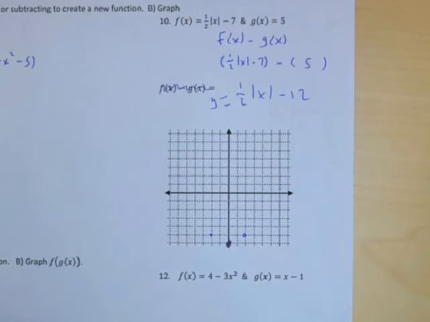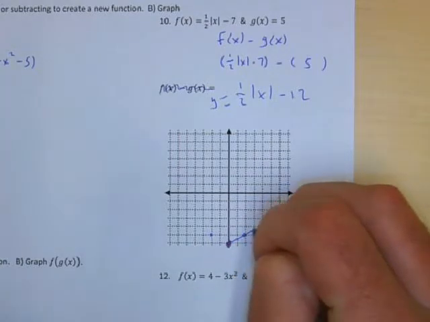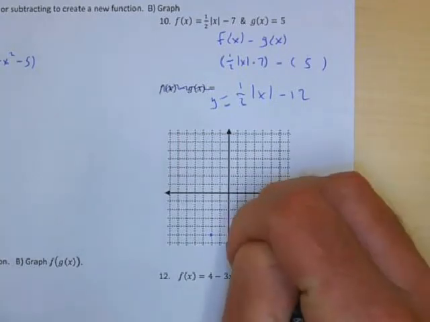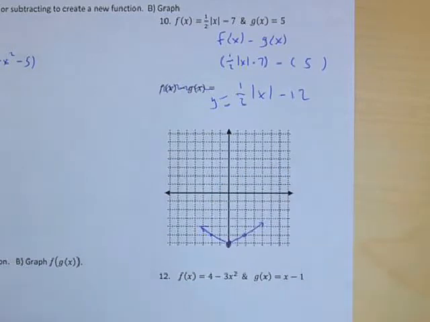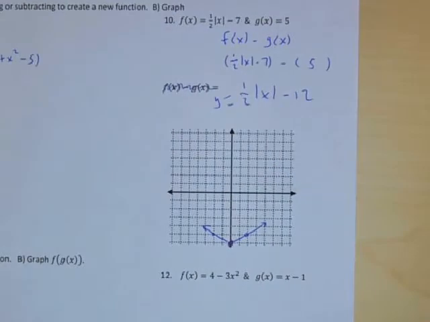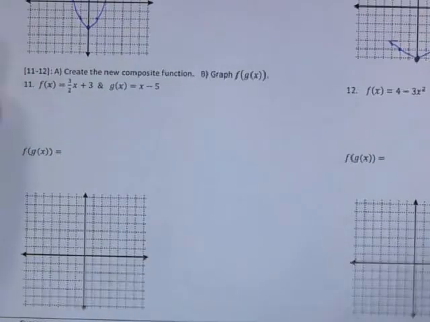And then once you have those 3 points, that's all you really need for your sketch: 3 points, your vertex and 2 lattice points. And then we can draw our V, and then that's number 10. Okay. Last 2 problems here.